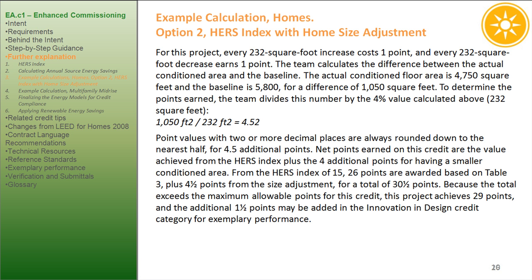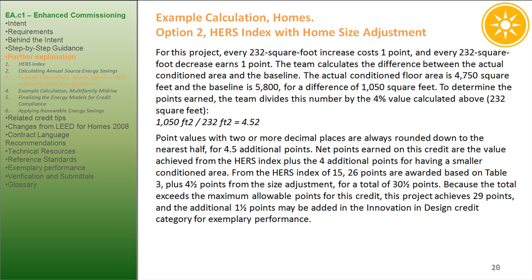The team calculates the difference between the actual conditioned area and the baseline. The actual conditioned floor area is 4,750 square feet and the baseline is 5,800, for a difference of 1,050 square feet. To determine the points earned, the team divides this number by the 4% value calculated above, 232 square feet. 1,050 square feet over 232 square feet equals 4.52. Point values with 2 or more decimal places are always rounded down to the nearest half, for 4.5 additional points.